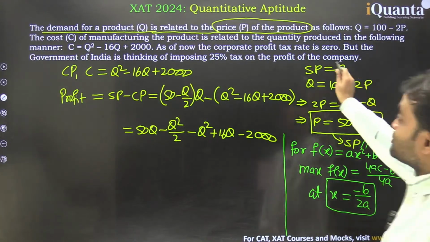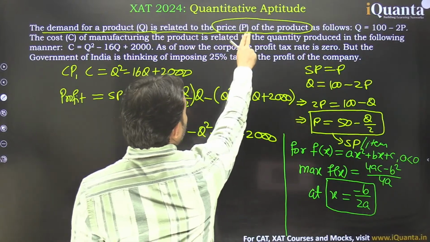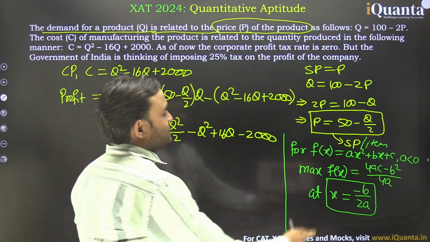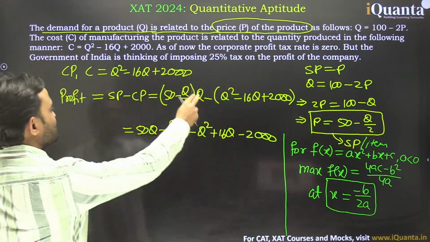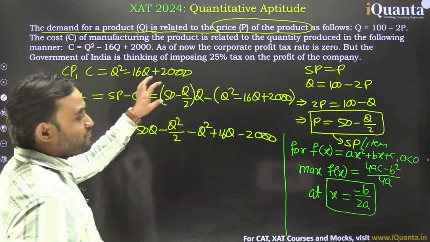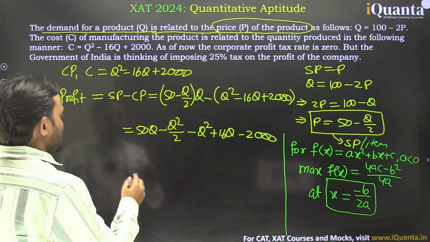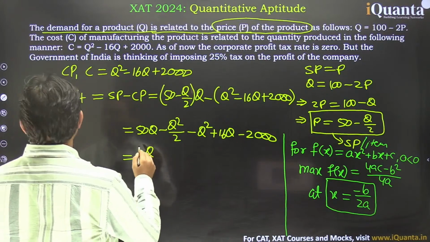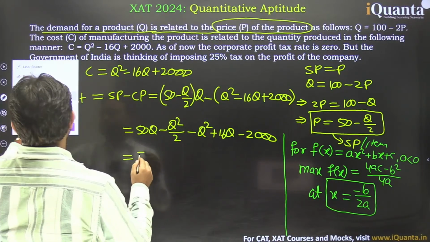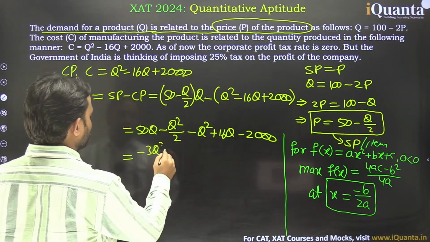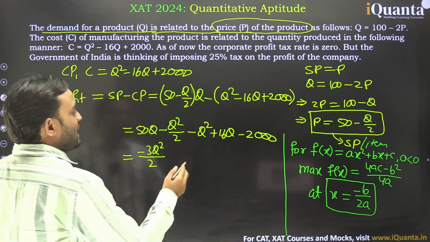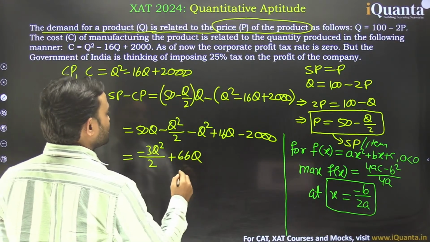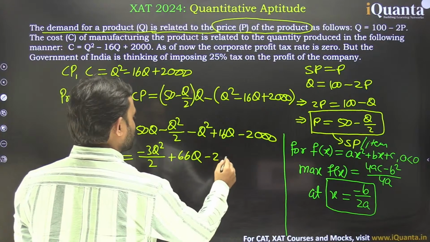Vidhi, it's given in the question. Q is related to the price of the product. So it's about each product. Okay, so this is SP per item. That's why total selling price will be selling price of one item into Q. So now we can solve this. This will be equal to minus 3Q square by 2, and then 50Q plus 16Q is 66Q and minus 2000.